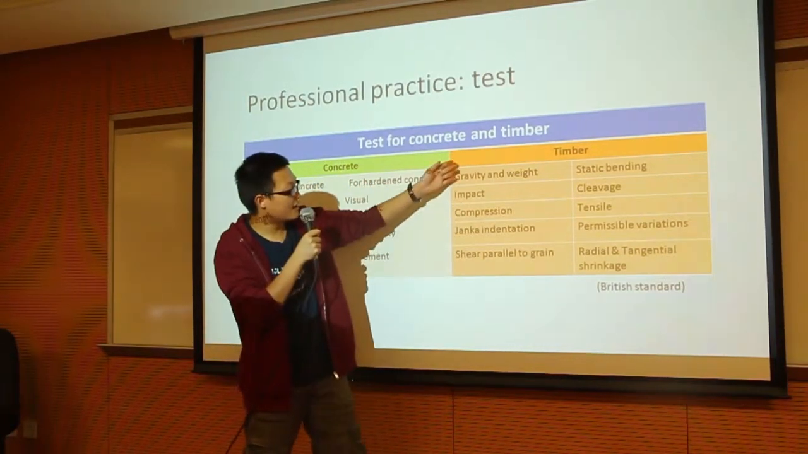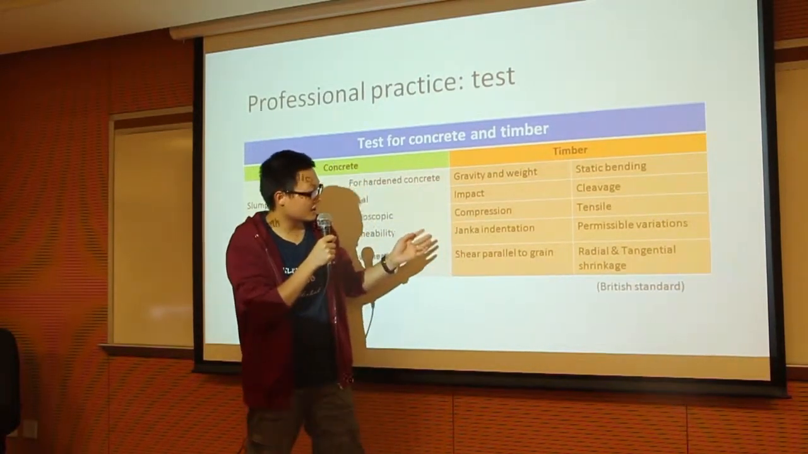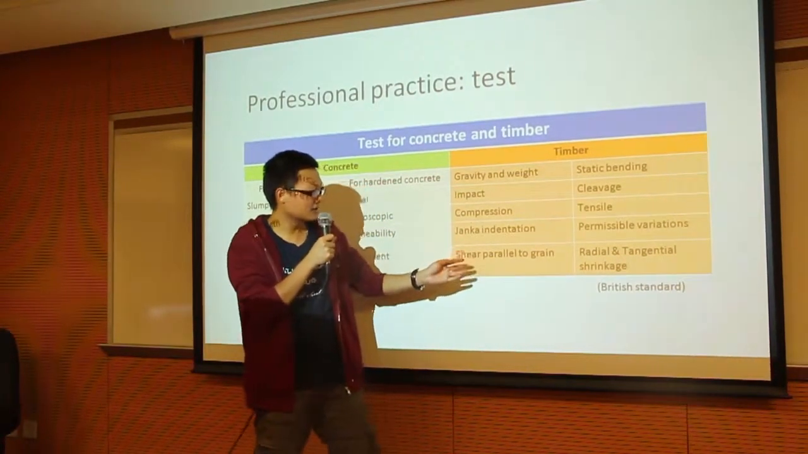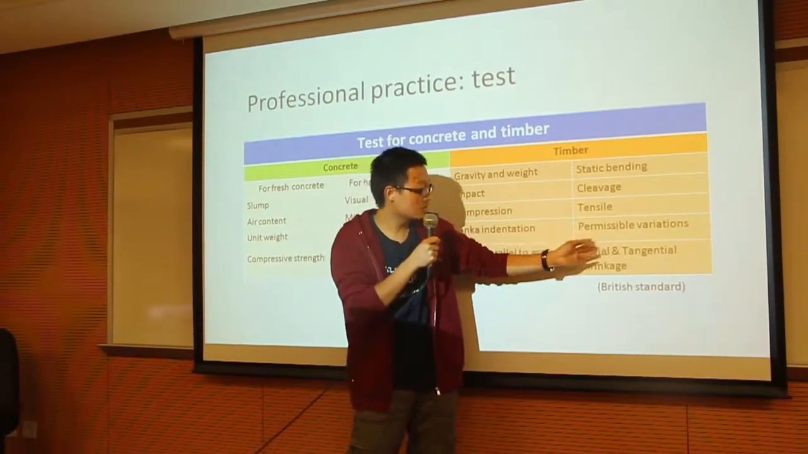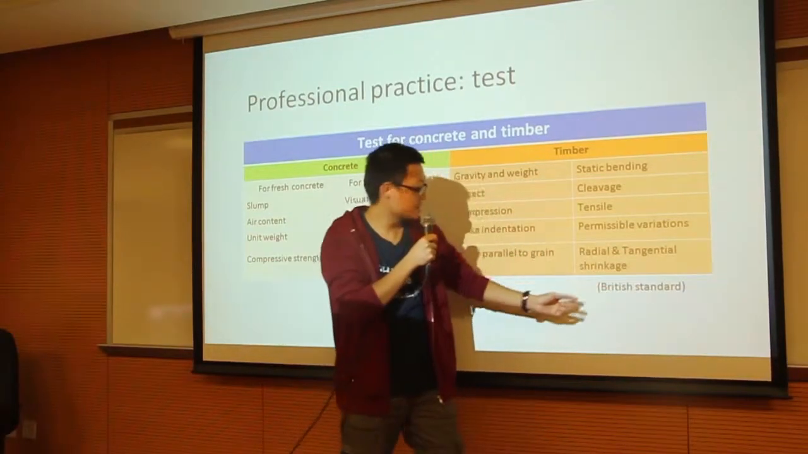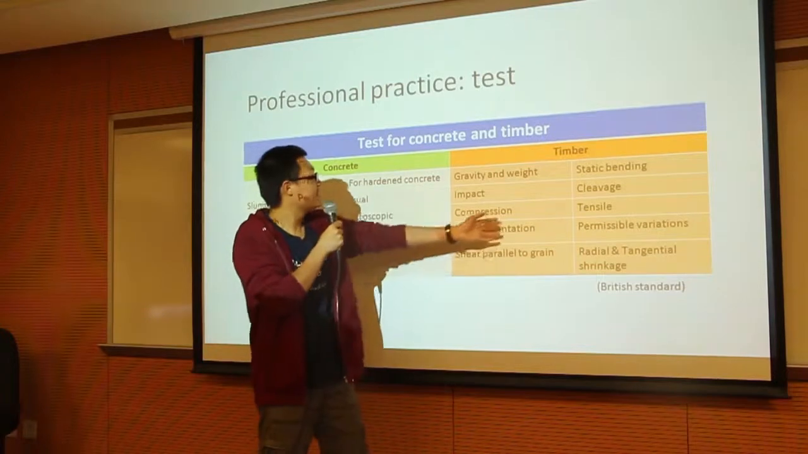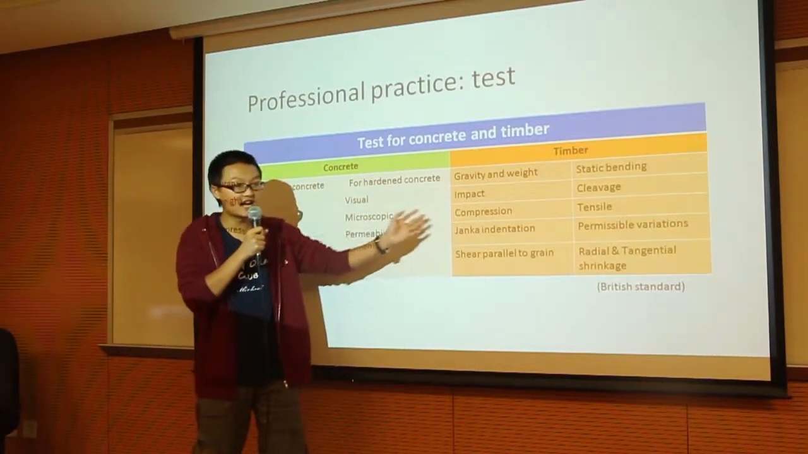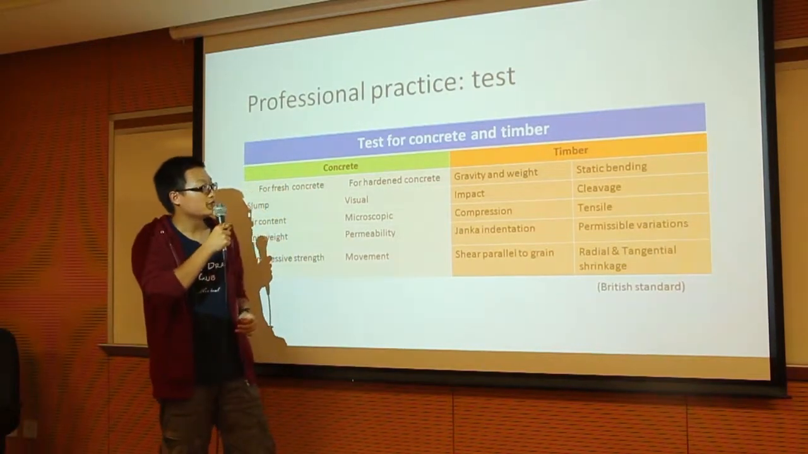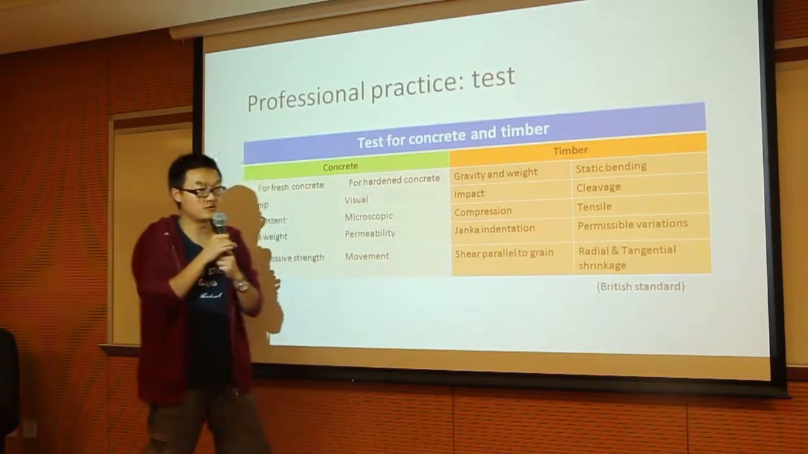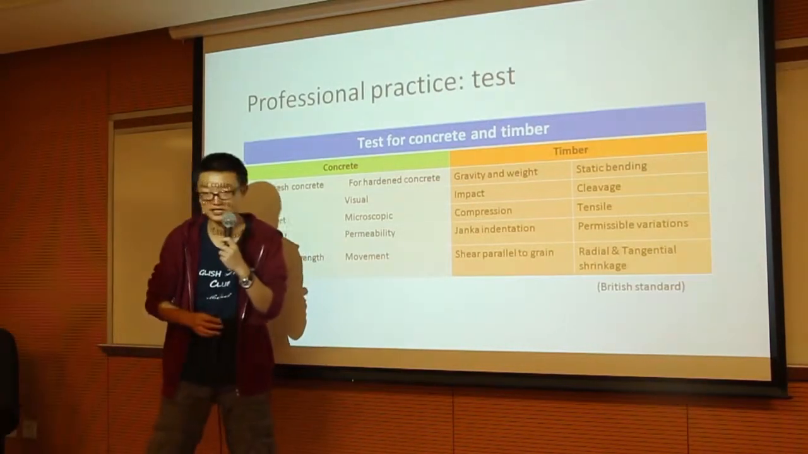You can see that there are gravity and weight test, impact, compression, Janka indentation, shear parallel to grain, static bending, cleavage, tensile, permissible variations, radial and tangential shrinkage. These 2 kinds of material tests are very similar but also have differences, and you should take the proper test for the special purpose in your construction site work.